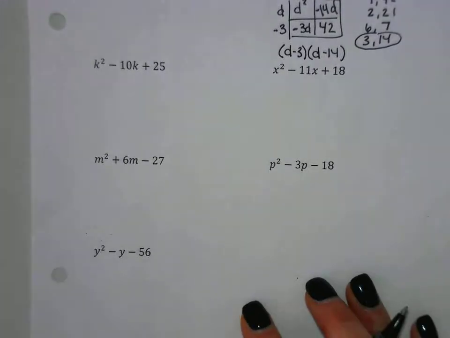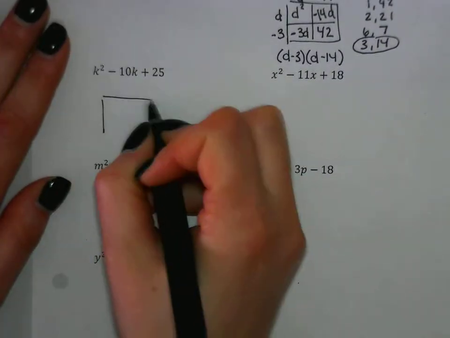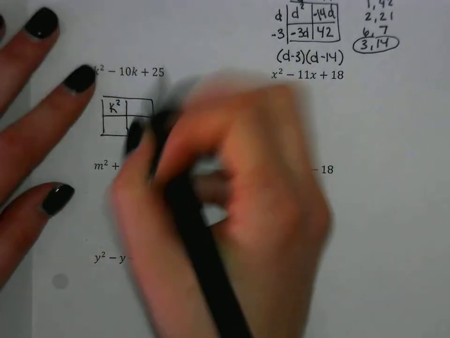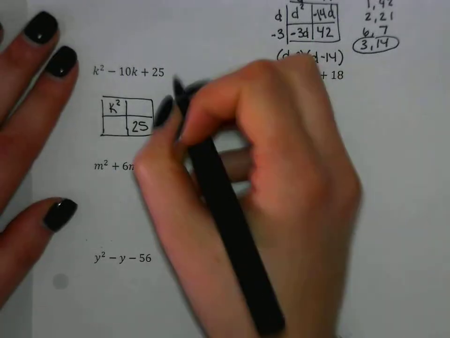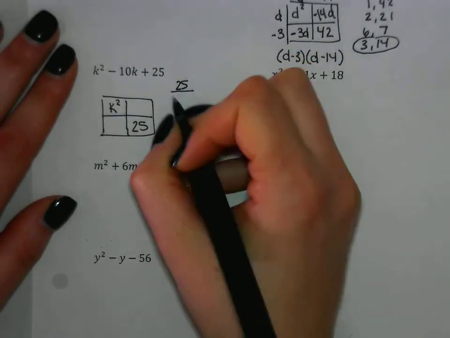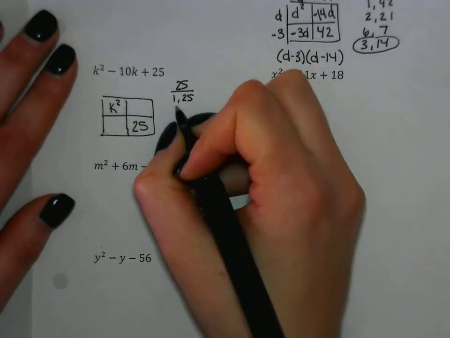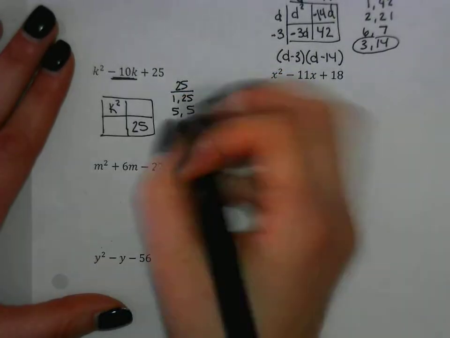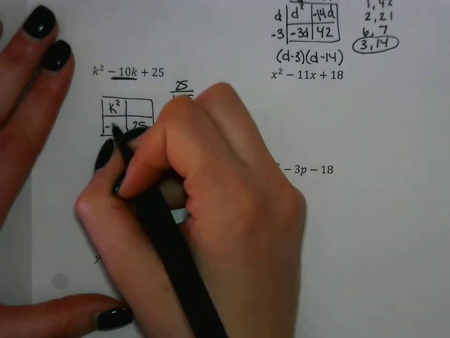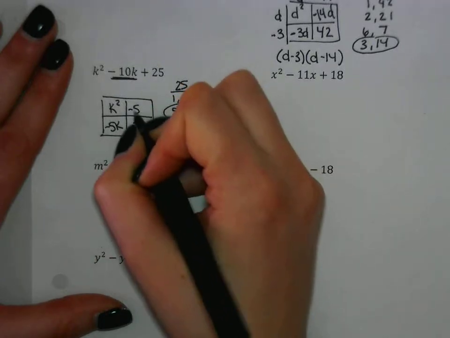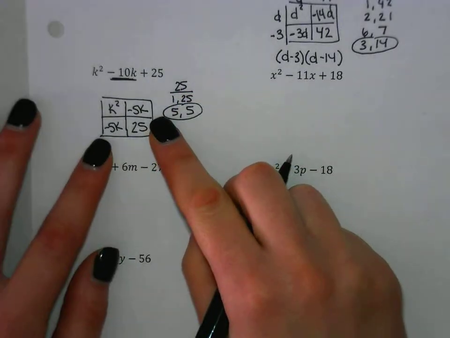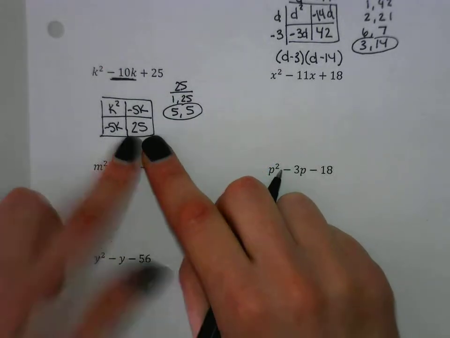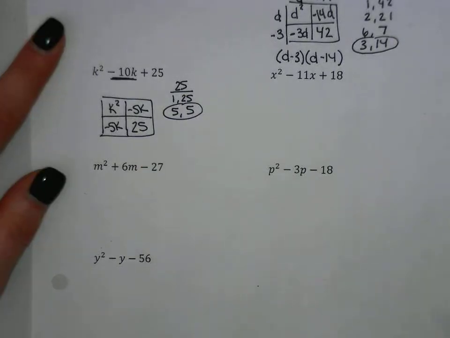Right, let's take a look at our next problem. So let's fill out our box. So we have k squared, and our constant's 25. So let's factor our constant of 25: 1 and 25, and 5 and 5. They have to combine to be a negative 10. So a negative 5k plus a negative 5k combine to be negative 10k. And when we multiply two negatives, they multiply to be positive 25.